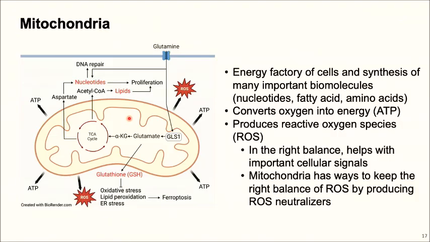So let me talk a little bit about the mitochondria now, but very briefly, because I think this audience is very aware of this. The mitochondria is the end effector of the cells and synthesizes many important biomolecules that are very important for radiation response, including nucleotides, fatty acids, and amino acids. It also converts oxygen into energy and produces reactive oxygen species, which in the right balance is good. It helps with important cellular signals. And mitochondria has ways to keep the right balance of ROS by producing ROS neutralizers.